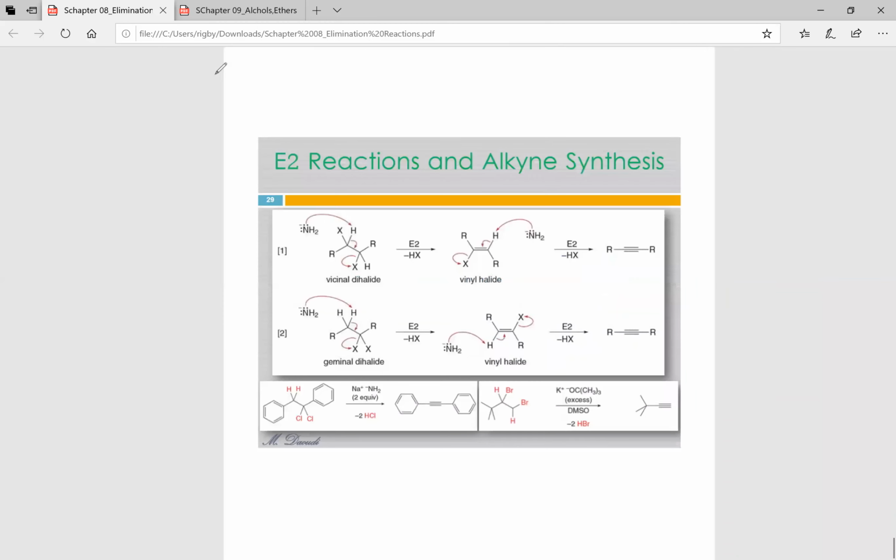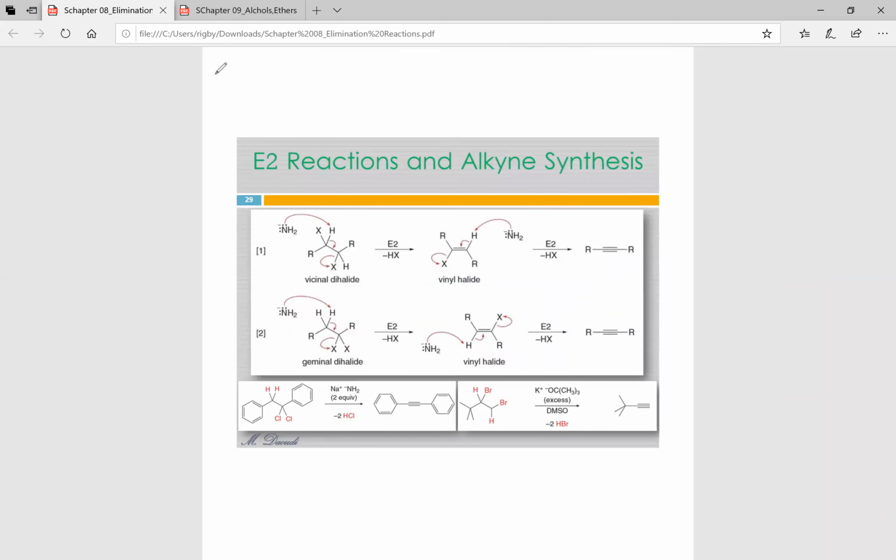Okay, so let's talk about E2 in alkyne synthesis. So you know that an alkane, A-N-E, is a carbohydrate with only carbon-carbon single bonds. An alkene, E-N-E, has a carbon-carbon double bond, and an alkyne, Y-N-E, has a carbon-carbon triple bond.